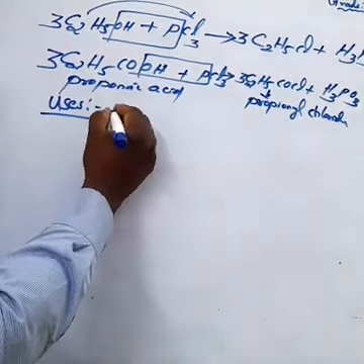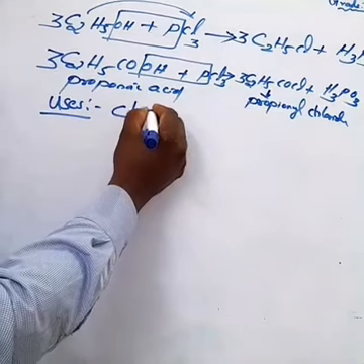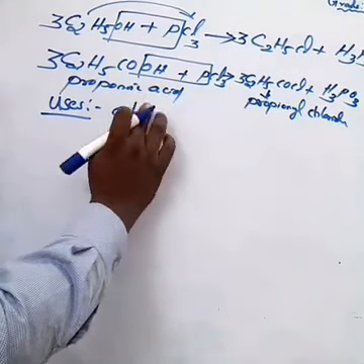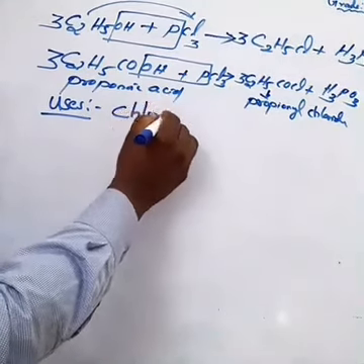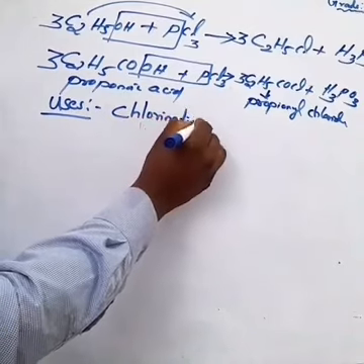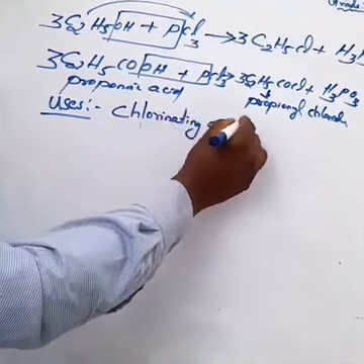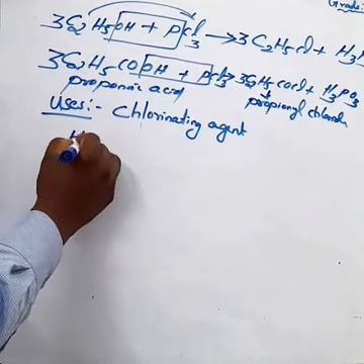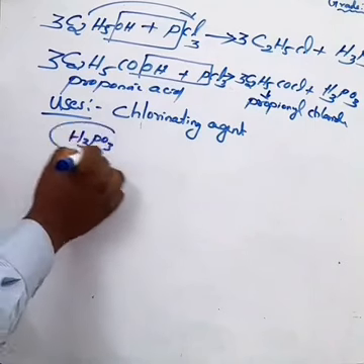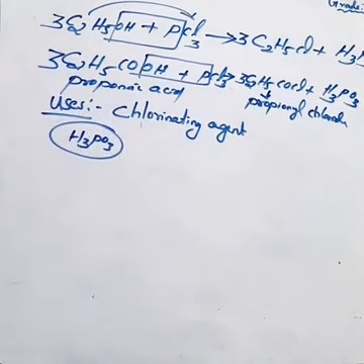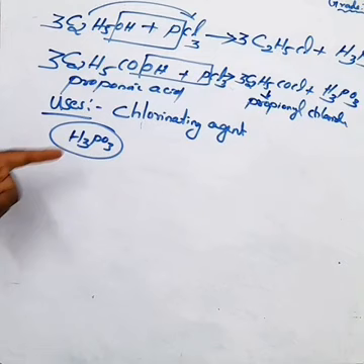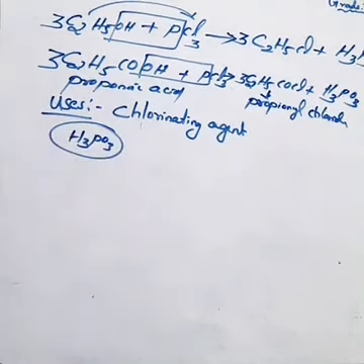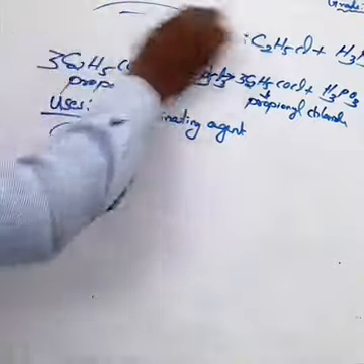Phosphorus trichloride is used as a chlorinating agent. And also it is used for the preparation of phosphorus acid. What is the formula? H3PO3. Phosphorus trichloride is used as a chlorinating agent and it is used for the preparation of H3PO3.